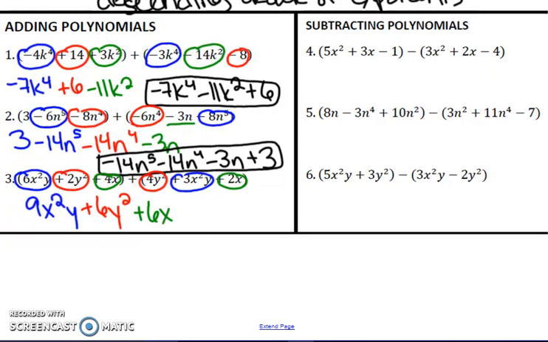+6x. Now, if we look here, we have x squared y, y squared, and x.